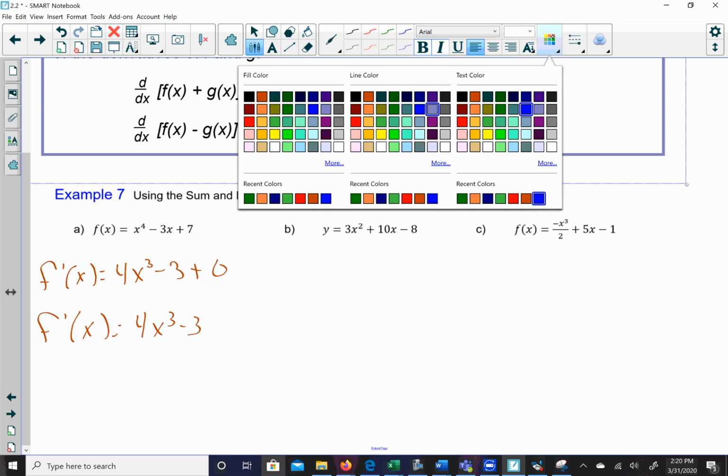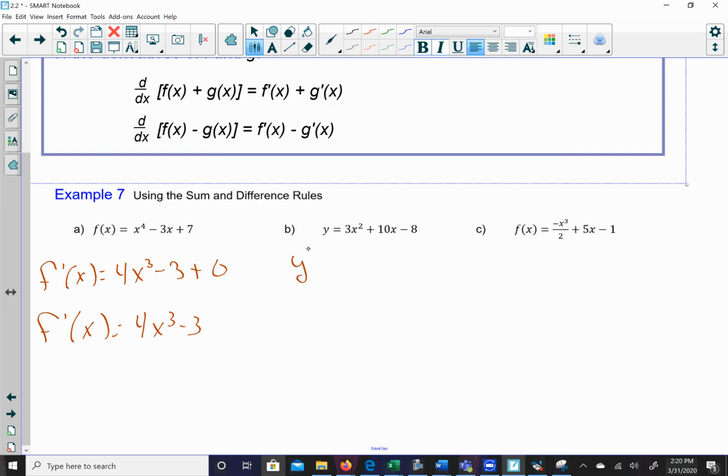Doing the next one, again, going piece by piece. I'm doing the notation for derivative. The derivative of 3x squared will be 6x. The derivative of this is understood to be 1, so 1 times 10, this will be 10, and then reduce it by 1, x to 0, and minus 0. So when you write that, you're just going to end up with 6x plus 10.